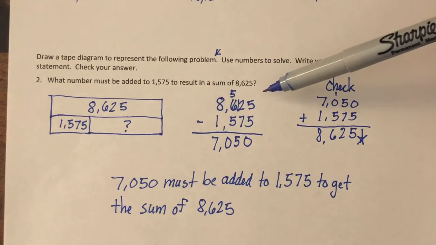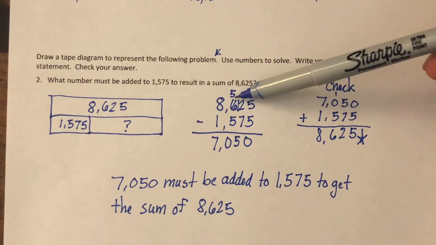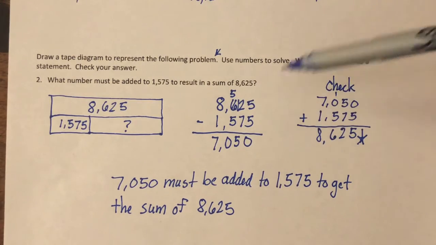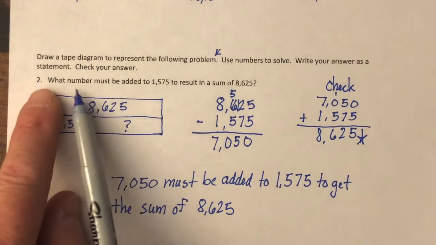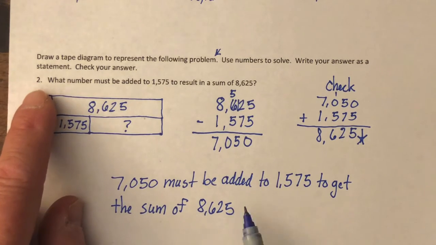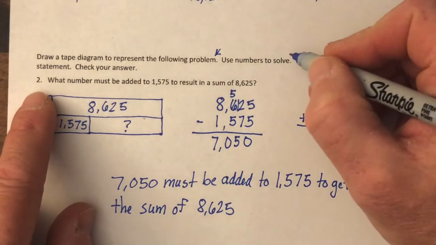So I did the work over here, all right? I went through my process here. I had to borrow or regroup one time, decompose this number one time, and got 7,050. Then what I did is I wrote my answer down in this complete sentence. 7,050 must be added to 1,575 to get the sum of 8,625. Basically, I rewrote this whole question as an answer, right? I just restated it.